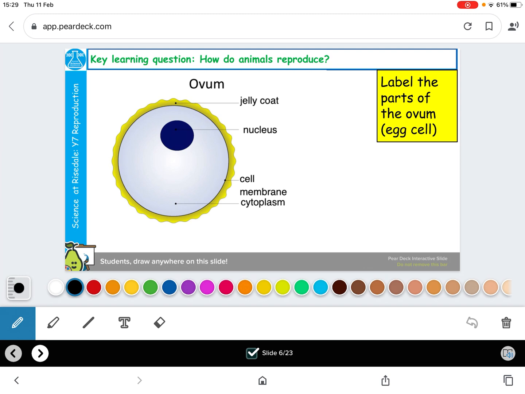Starting with the outer jelly coat, which has many jobs, one of which is preventing more than one sperm getting into the cell at the same time. Chemicals in the jelly also start the reactions in the acrosome of the sperm so that they're ready to fertilize the egg. The nucleus, cell membrane, and cytoplasm should have been recognizable from the cell topic.